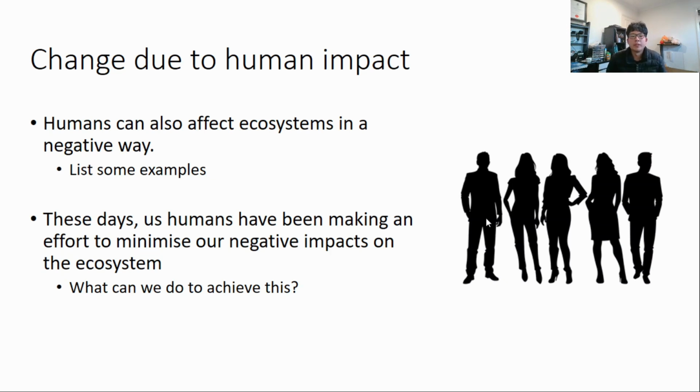And more recently, us humans have been making an effort to minimize our negative impacts on the ecosystem. What kind of movements and changes in our behavior have we started to implement in our schools and in our daily lives? And what else can we do to achieve minimizing our negative impact on the ecosystem? Let's just have a think about this and write this in our books or also on a puzzle.